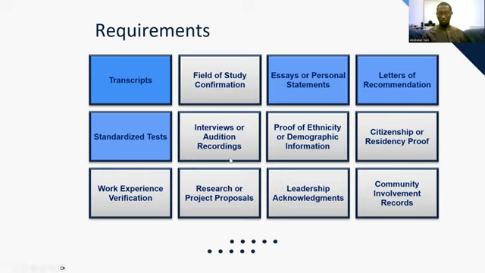We have interviews or auditions. So sometimes when you pass, they will call you for an interview. They will tell you, okay, come, let's have an interview. Or they will tell you, okay, we want you to record a video of yourself telling us a little bit about you and why you are applying for the position. Okay, so you have to provide that information.